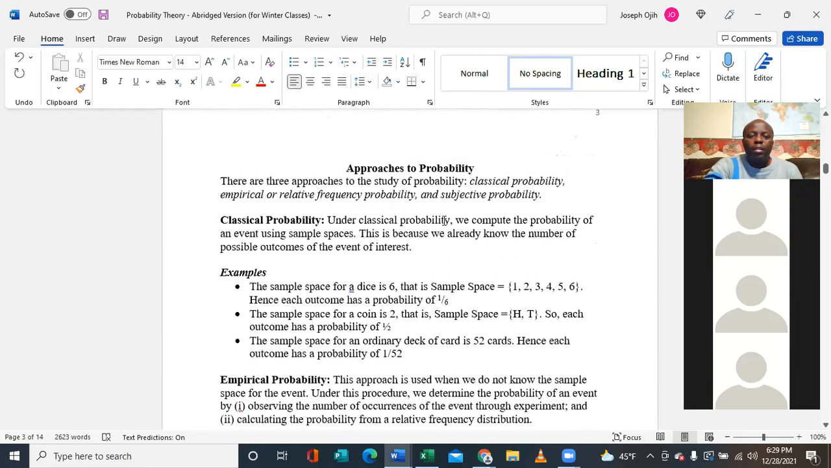Okay. So under classical probability, for example, the sample space for a dice is fixed. So that means the probability of any of the outcomes is 1 out of 6. The sample space for a coin is 2, because the coin has 2 sides. So the probability of getting either head or tail is 1 out of 2. So you can see that it is based on sample space.